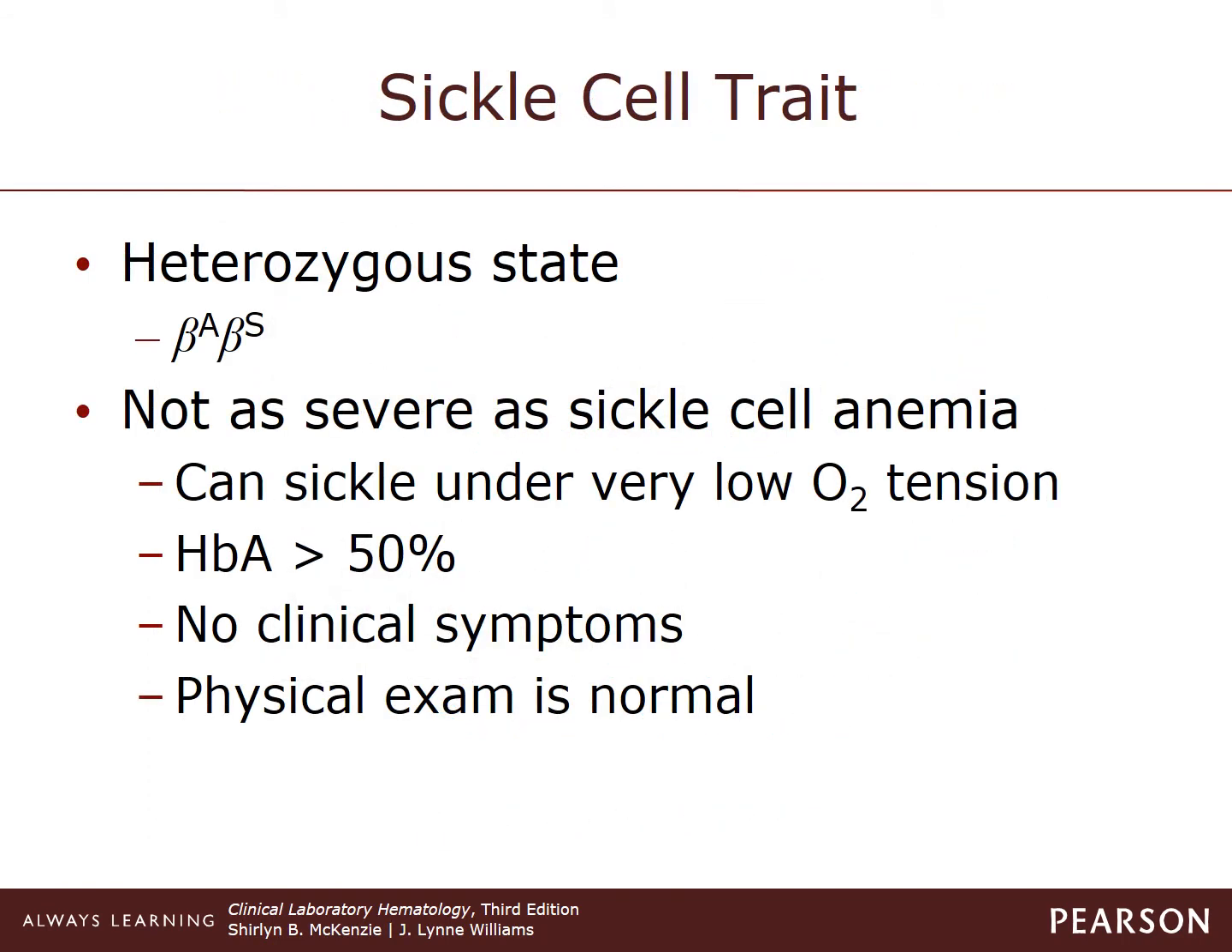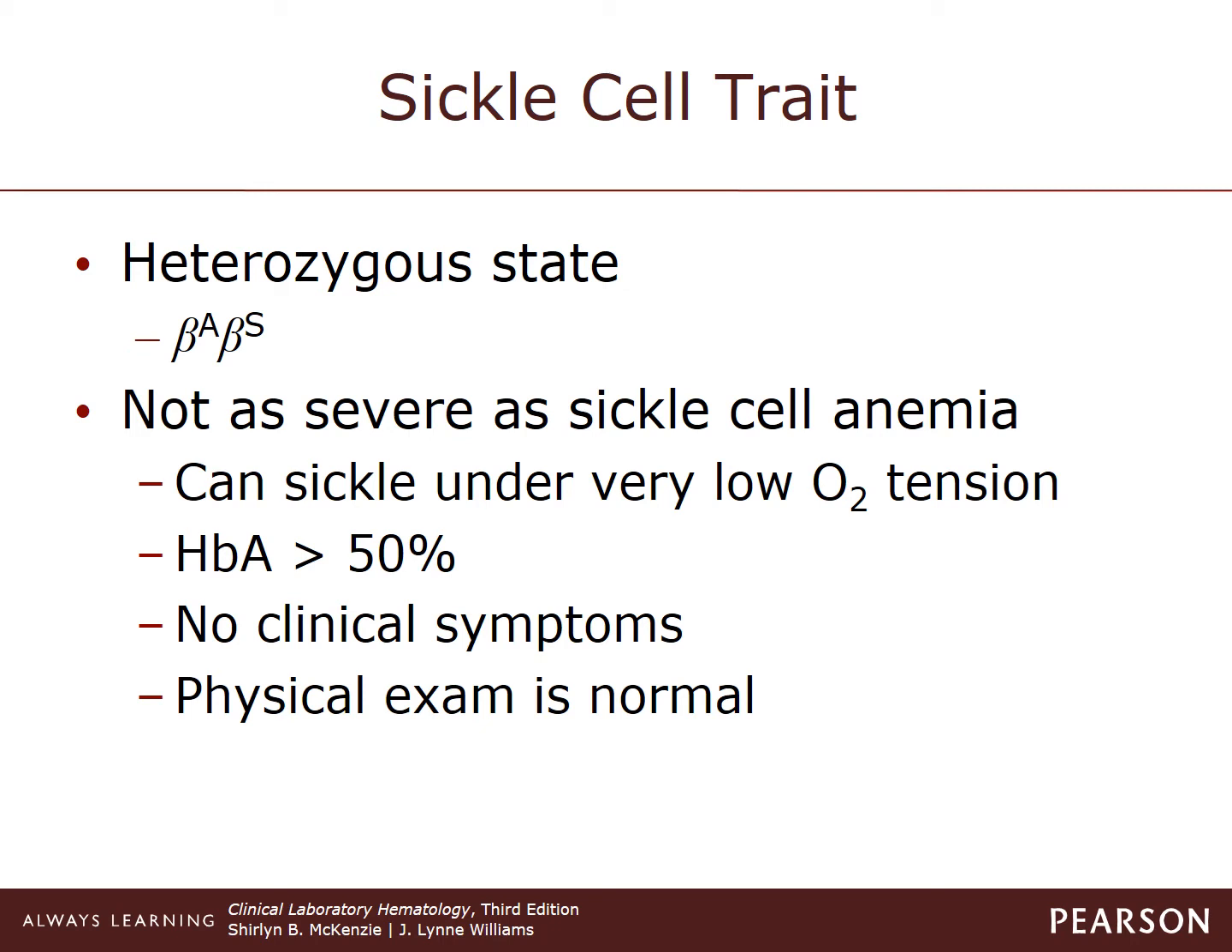As for sickle cell trait, this is a heterozygous state where you have one normal inherited beta chain and one abnormal inherited beta chain. It's not as severe as sickle cell anemia, where the cells can sickle under very low oxygen tension, but you still have over 50% of that normal hemoglobin A, which really doesn't lead to any clinical symptoms, and usually the physical exam is normal.